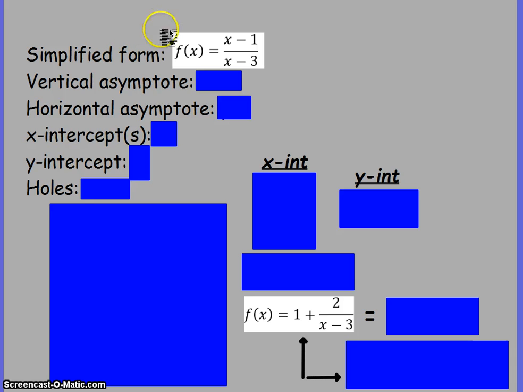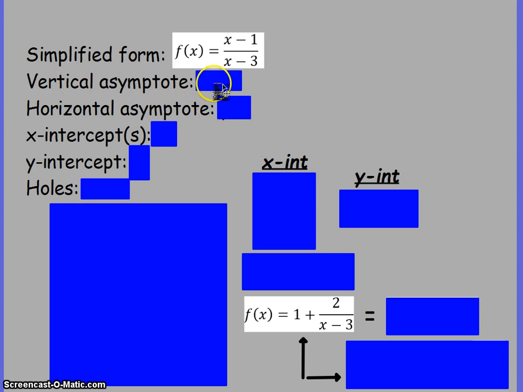So, picking up from the slide before, here is my simplified form of the function. Now go ahead and pause the video, find your asymptotes, intercepts, holes, and graph it to check your answers.